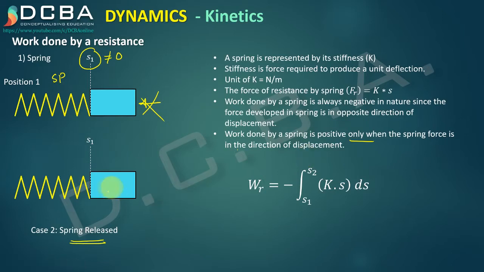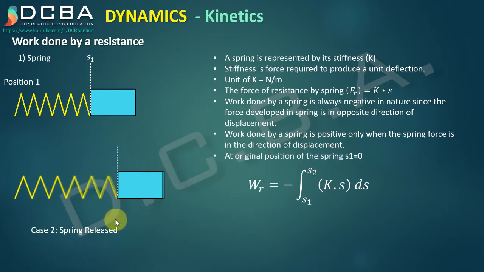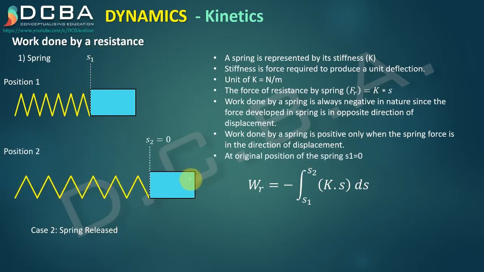So see now what happens. After the spring gets released, it goes back to its unstretched position. So what is the direction of the displacement? The direction of the displacement is in this direction, and the force is also in this right direction only, because it is pushing it in the right direction, correct? This is the stretched position, this is the unstretched position. S2 is equal to 0, S1 is not equal to 0.